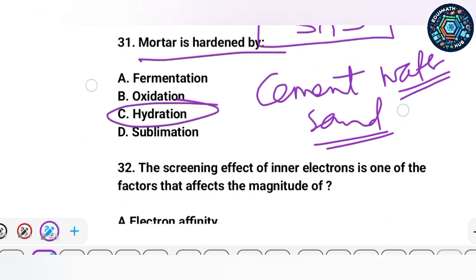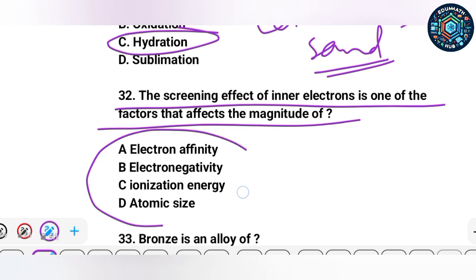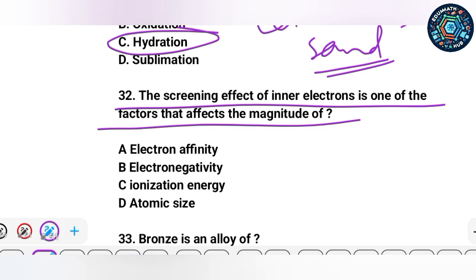Okay, so next part. 32. The screening effect of inner electrons is one of the factors that affect the magnitude of dash. Okay, so they give us these 4 options here. Electron affinity. This is under periodicity of elements in your chemistry. So basically, what is screening effect?